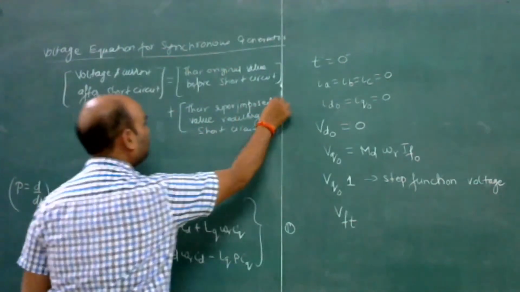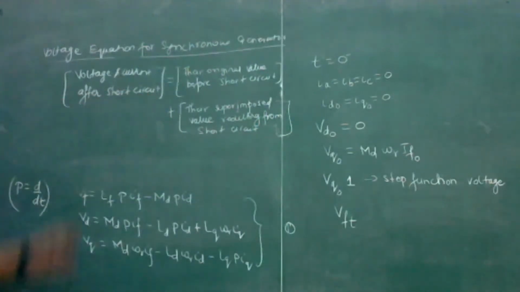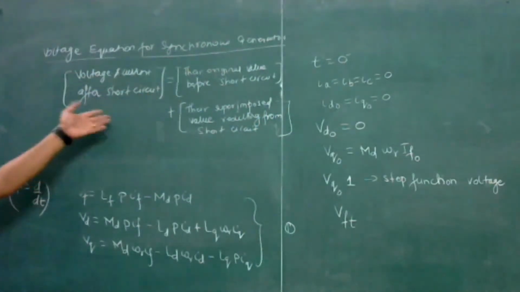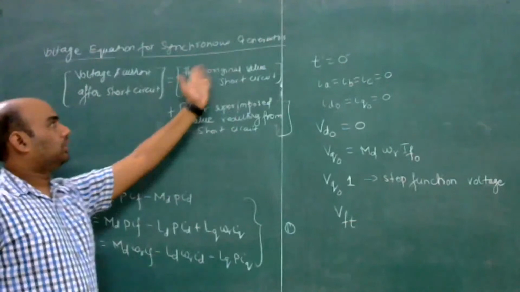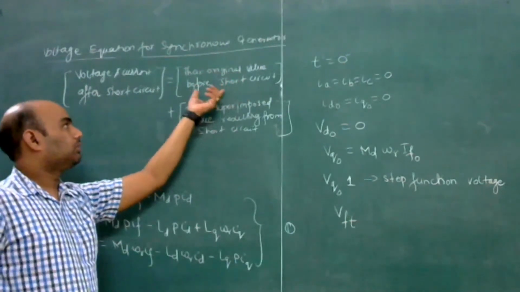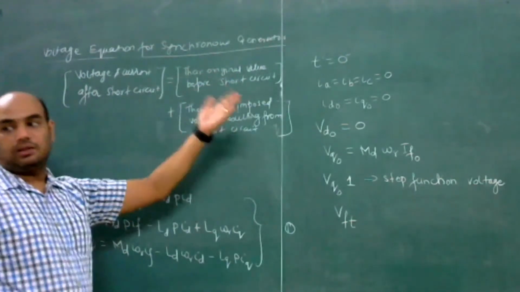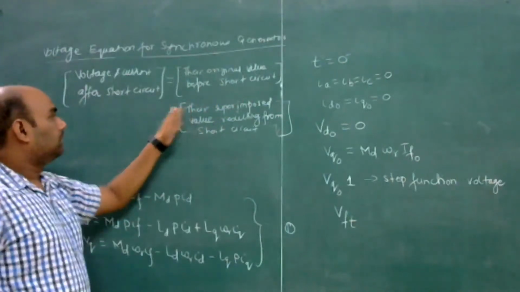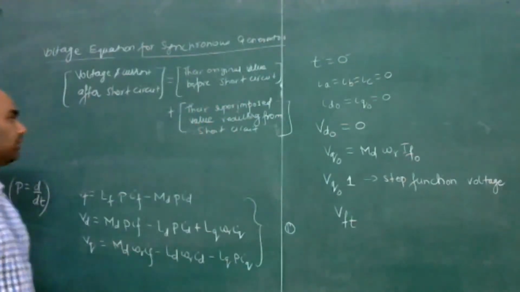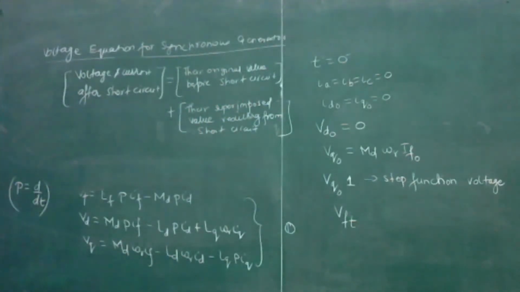Okay, so we generally superimpose this. So the voltage and current after the short circuit: the original value before the short circuit, and then we add their superimposed value resulting from the short circuit. Okay, so in this way we can find the values of voltage and current after short circuit.